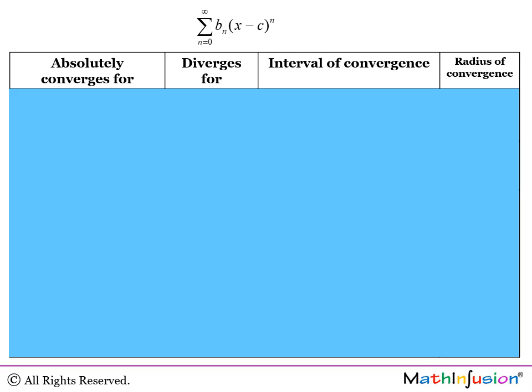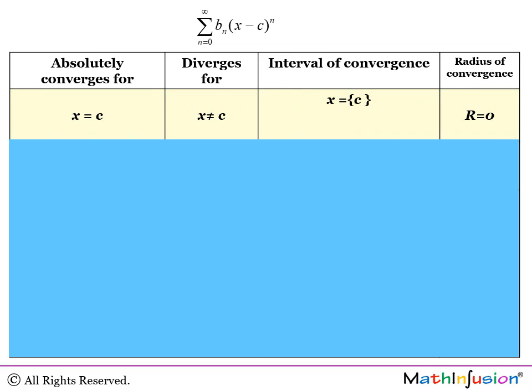Let's again observe the three cases of the theorem. We will start with the two easy cases. The series absolutely converges only for x equals c. It diverges for all other values which are not x equals c. In this case, the interval of convergence is going to be just one point, x equals c. So obviously the radius of convergence is now going to be 0.